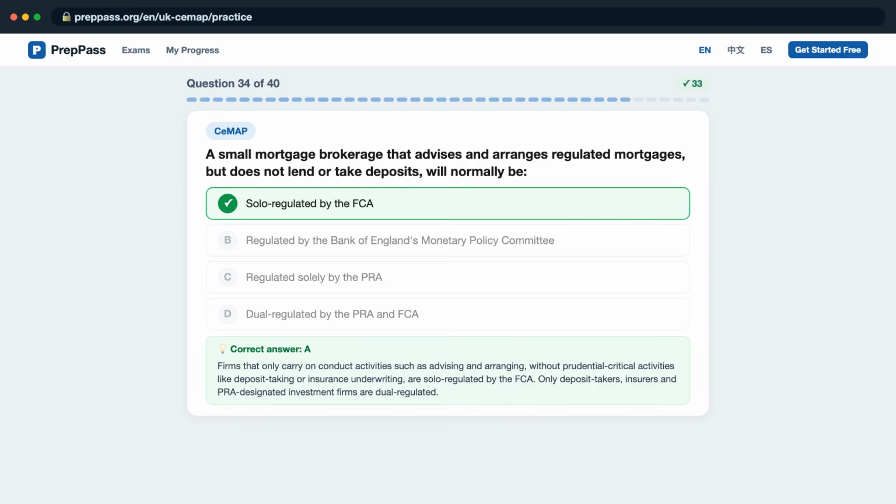The correct answer is A. Firms that only carry on conduct activities such as advising and arranging, without prudentially critical activities like deposit taking or insurance underwriting, are solo regulated by the FCA. Only deposit takers, insurers and PRA-designated investment firms are dual regulated.